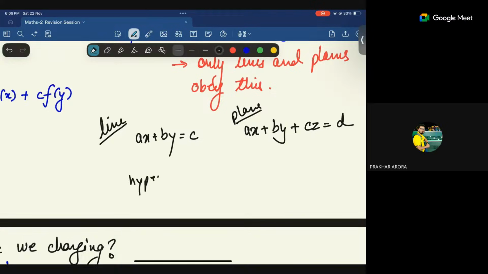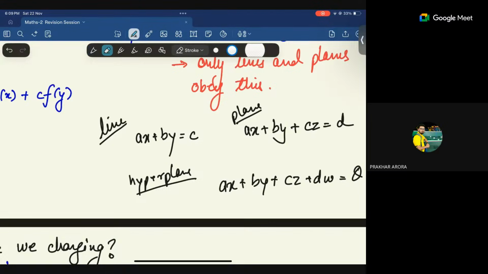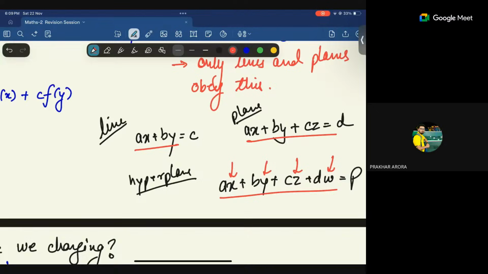Now for the hyperplane, you can find the trend here. This is why I am writing theta, because now I'm short of variables. I can take it as t. Nothing different: a line has two variables, a plane has three variables, and anything above three variables is a hyperplane. The condition, however, is that the variables are degree 1 variables. This is also a hyperplane.